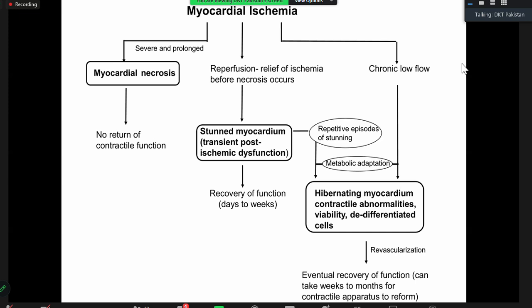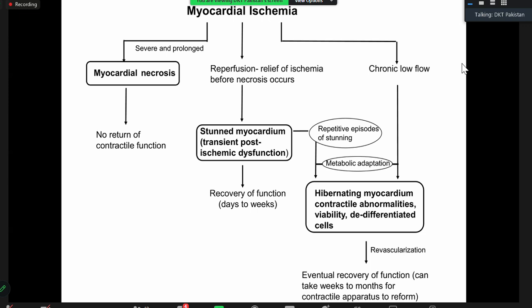So this is the differentiation between myocardial infarction, stunned myocardium, and hibernating myocardium. I'll just repeat myself. In myocardial infarction, there will be late gadolinium enhancement in a subendocardial or transmural pattern. So there will be an ischemic pattern of late gadolinium enhancement. In stunned myocardium and hibernating myocardium, there will be no late gadolinium enhancement.